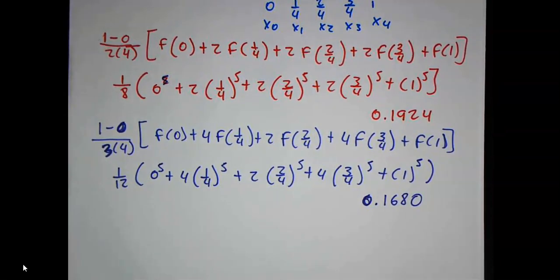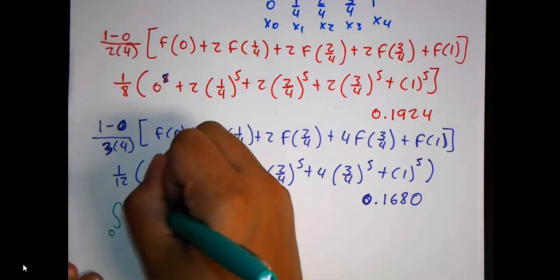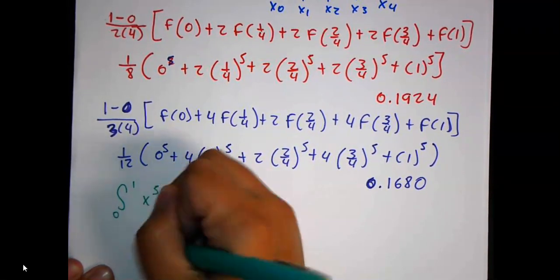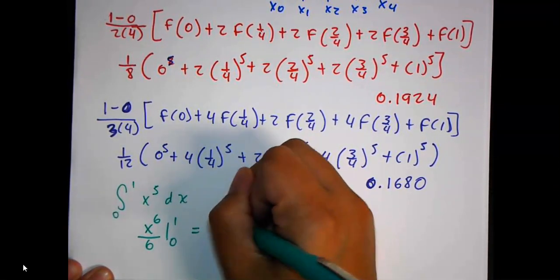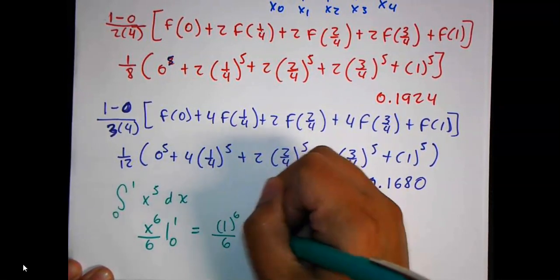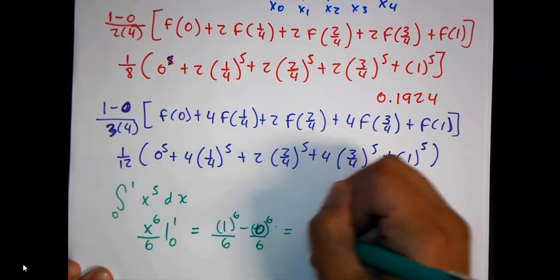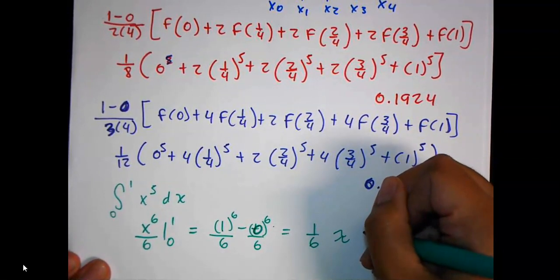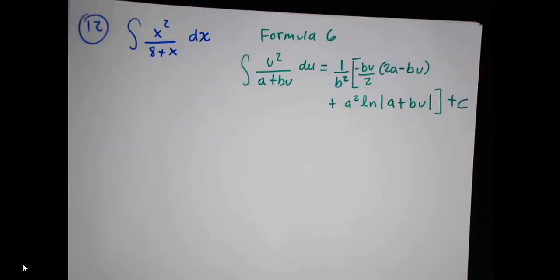Okay? Then the last thing, part a wants us to do the exact. So now we actually do the integral. I got the integral from 0 to 1, x to the 5th dx. So we add 1 and divide. So we got x to the 6 over 6 from 0 to 1. So I'm going to plug in the 1, and then I'm going to put minus, plug in the 0. That's 1 over 6. We plug that in the calculator, and it's approximately 0.1667.